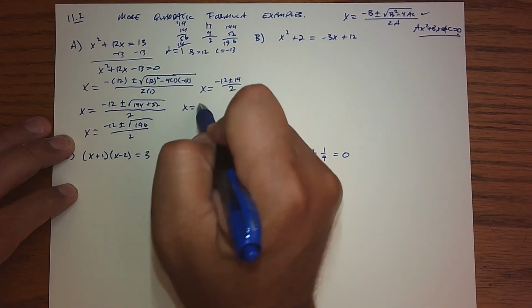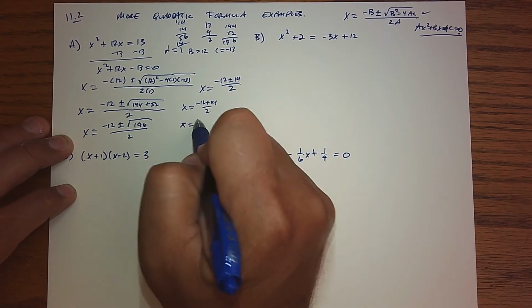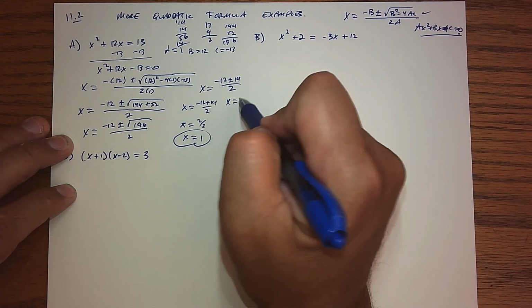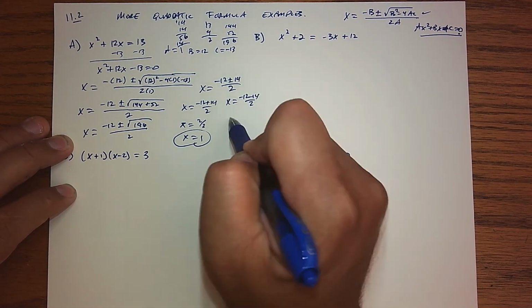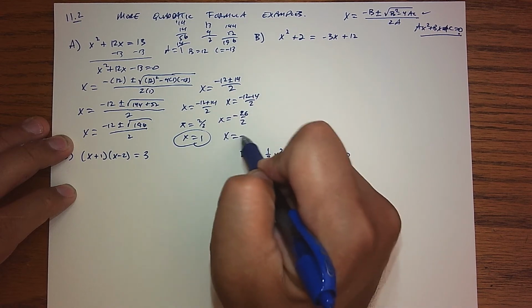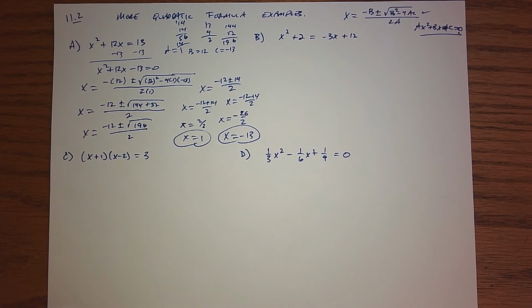And so there are two answers, right? There's negative 12 plus 14 over 2. That's 2 over 2, which gives us x equals 1. Or we have negative 12 minus 14 over 2. That's negative 26 over 2. So x is negative 13. There's our solution. So again, the first thing we had to do was get it set equal to 0. That helped us determine our A, B, and Cs. And then we put them in the formula and we're done.